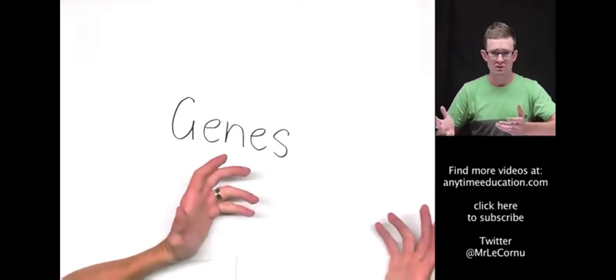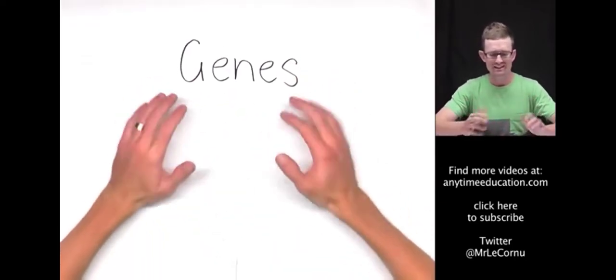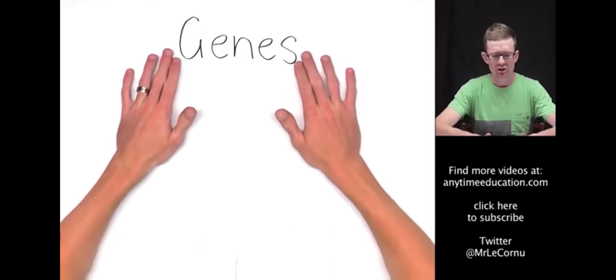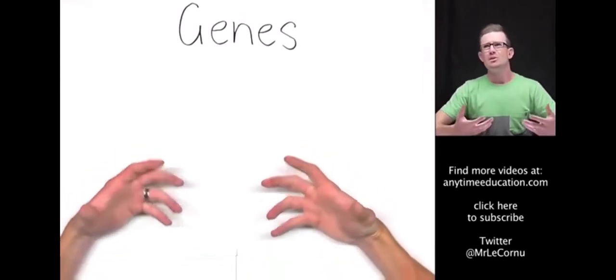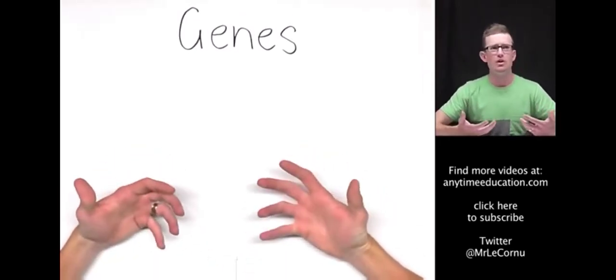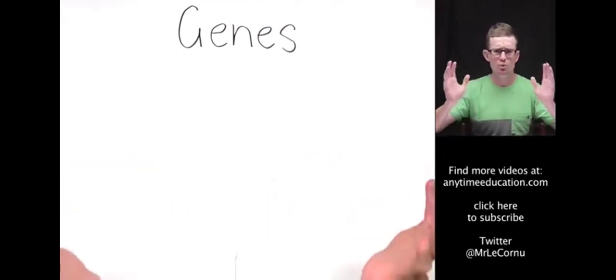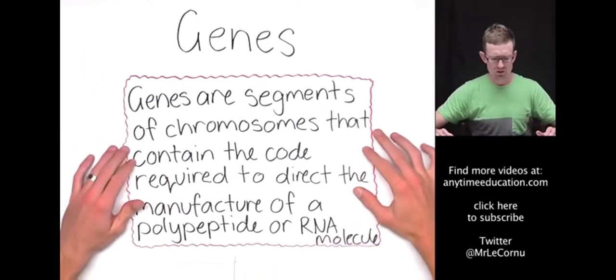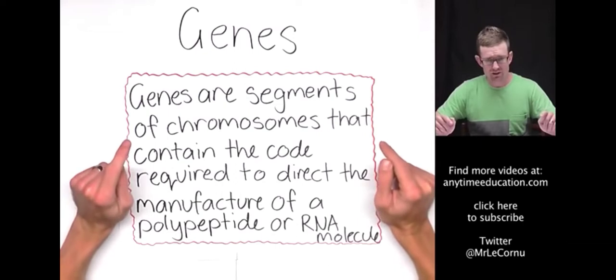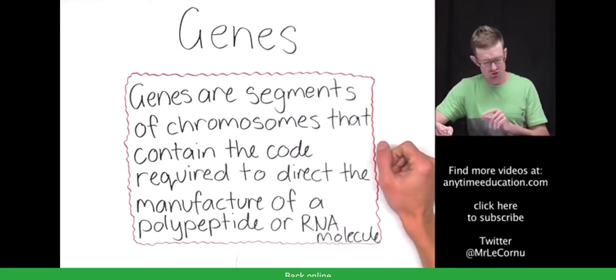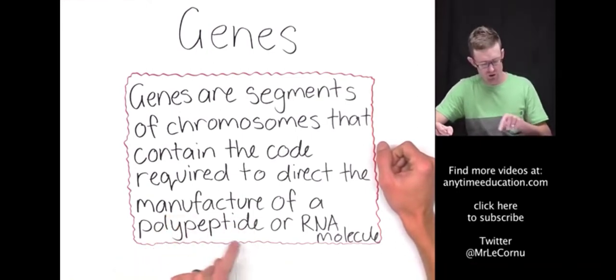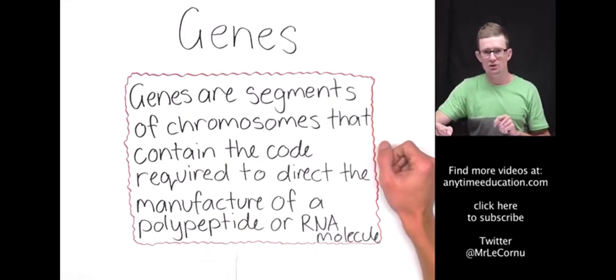Okay, cool. So what are genes? Right, that's the final piece of this puzzle. Where does this idea fit? Again, I'm sure it's something that you've heard of before. Genes. We know when we have attributes and characteristics that we've got from our parents, it's got something to do with genes. What are they? Where do they fit in this conversation? Well, here's your definition. Genes are segments of chromosomes that contain the code required to direct the manufacture of a polypeptide or an RNA molecule.